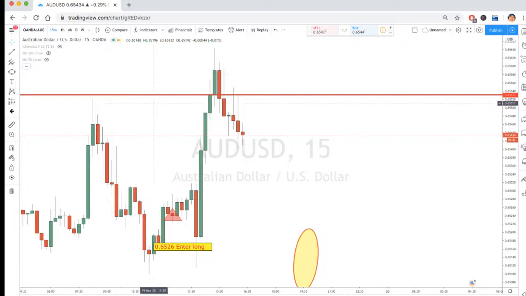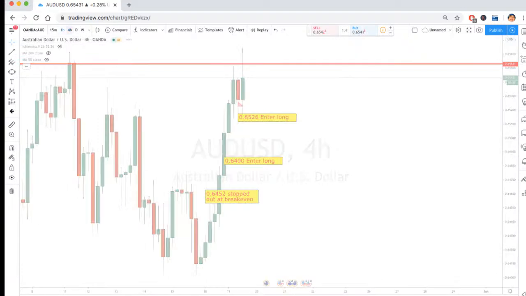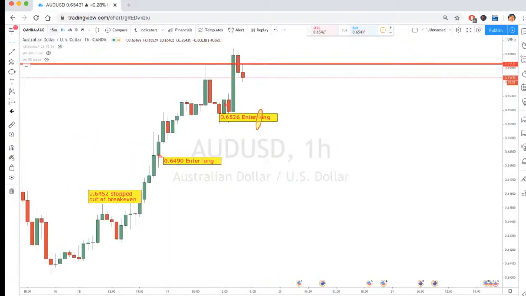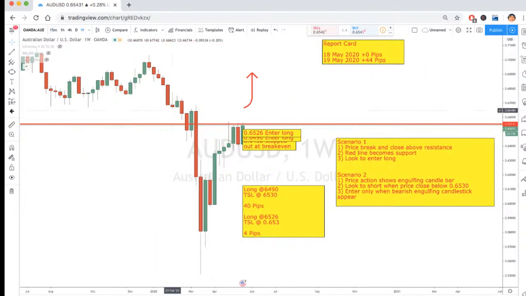Okay, so remember, I have a very detailed breakdown for you guys already. Remember, you must take the trade on the weekly. You can see we must take the trade when price breaks and closes above this red resistance. Red line becomes support and look to enter long. That's number one, and scenario two is this.